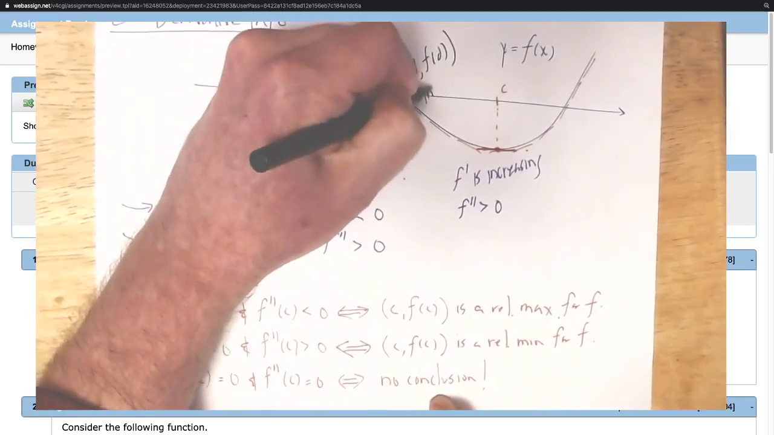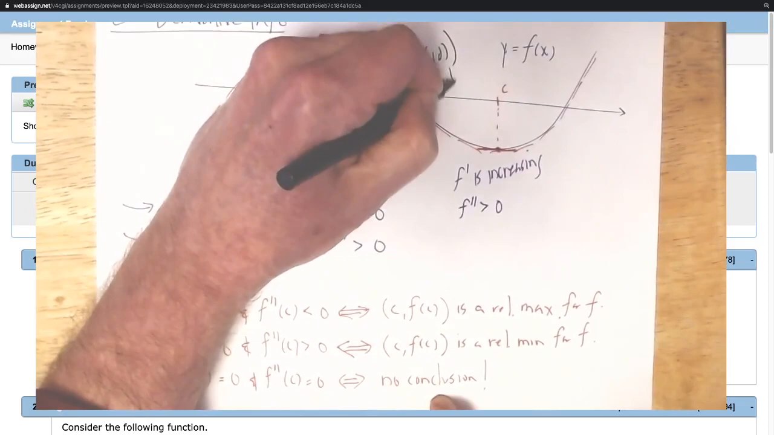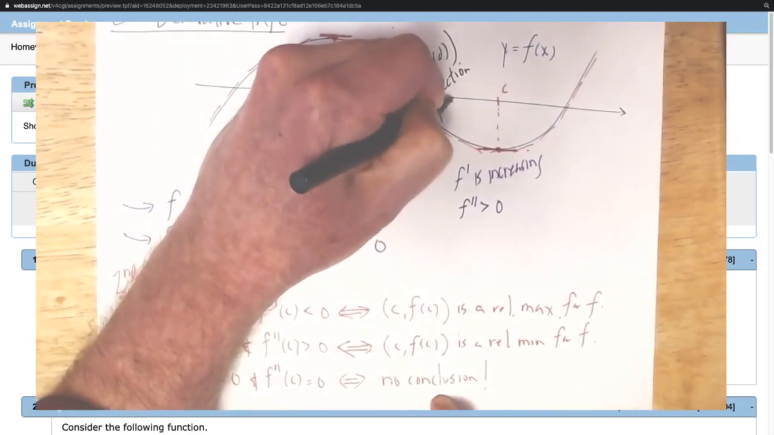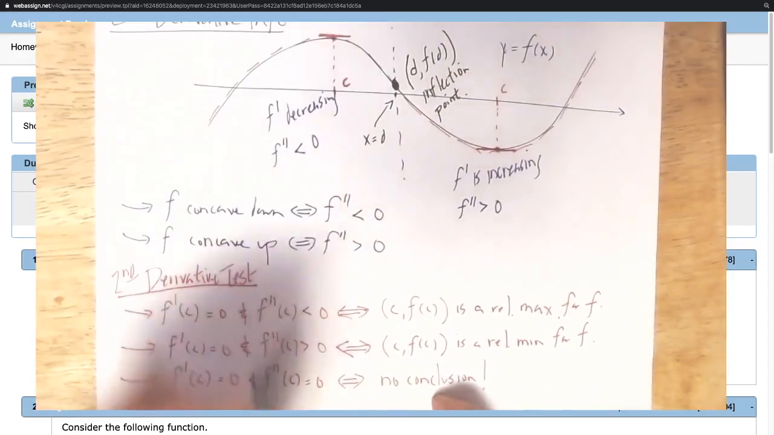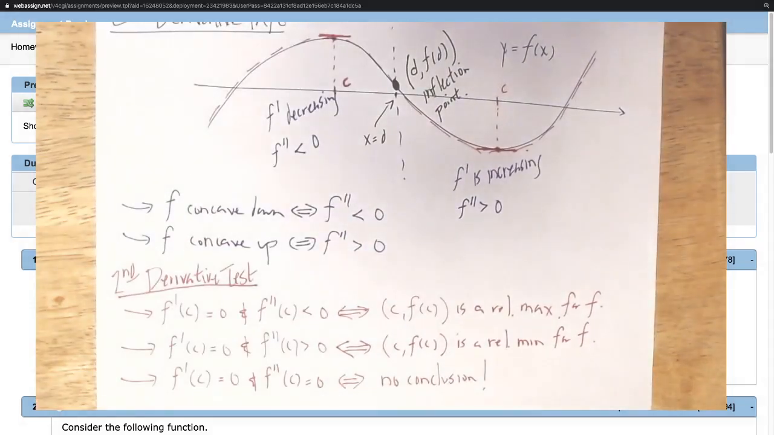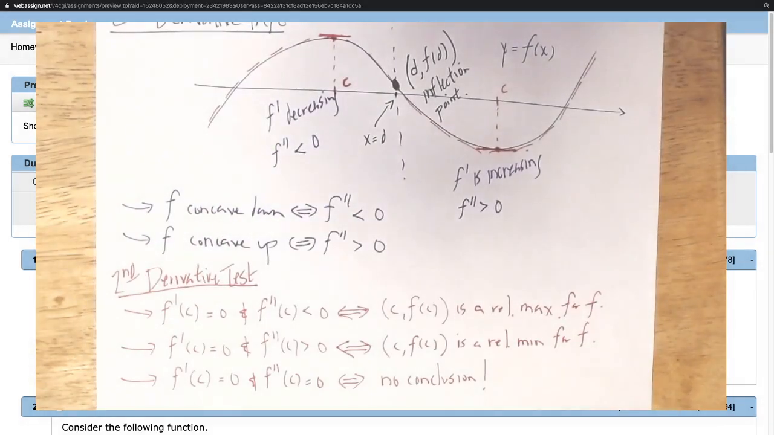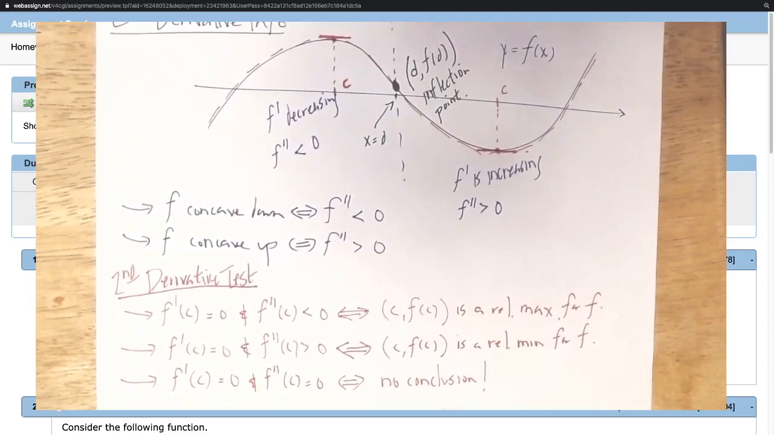An inflection point is a place where the concavity changes, and that's that. It's kind of hard to eyeball just on the graph. It's harder to eyeball than a peak or a valley, but you can do it. But we'll see in this example that I'm about to do that it's easy to spot inflection points once you just look at the second derivative.